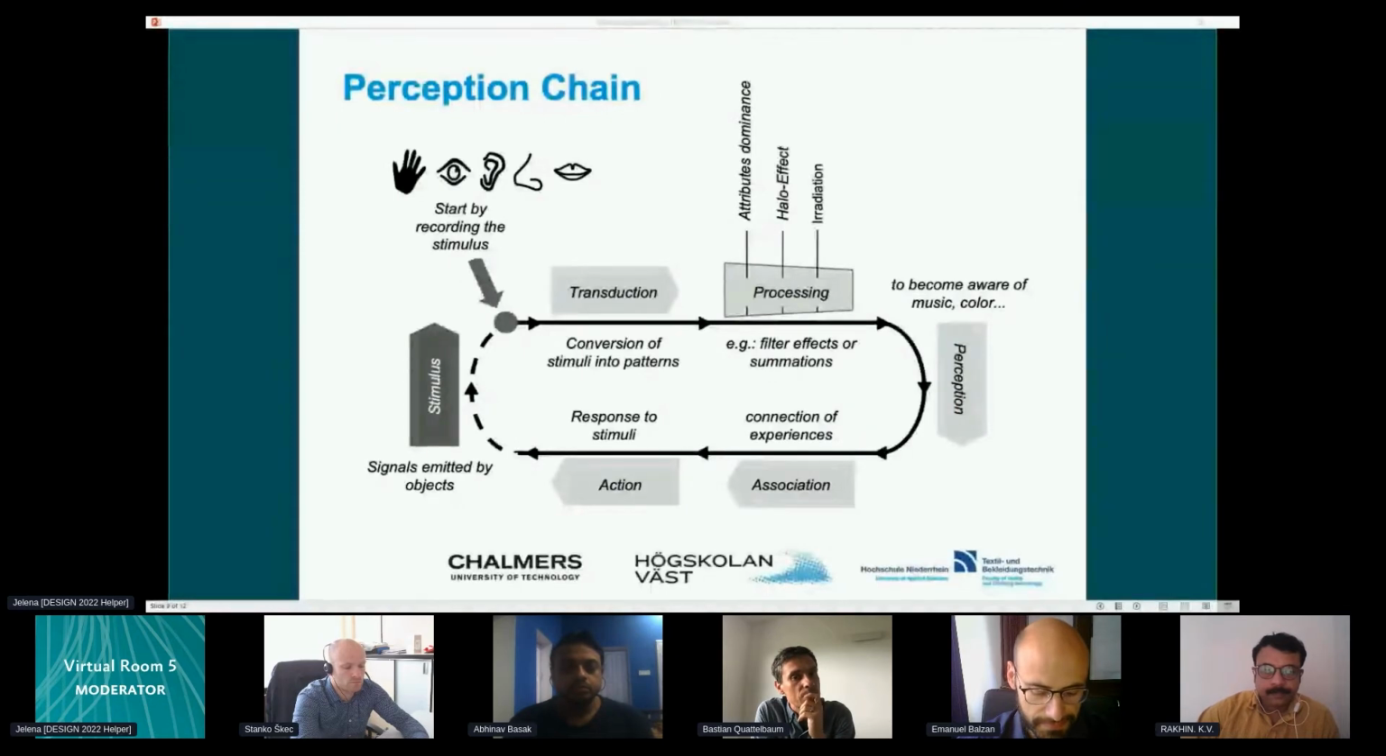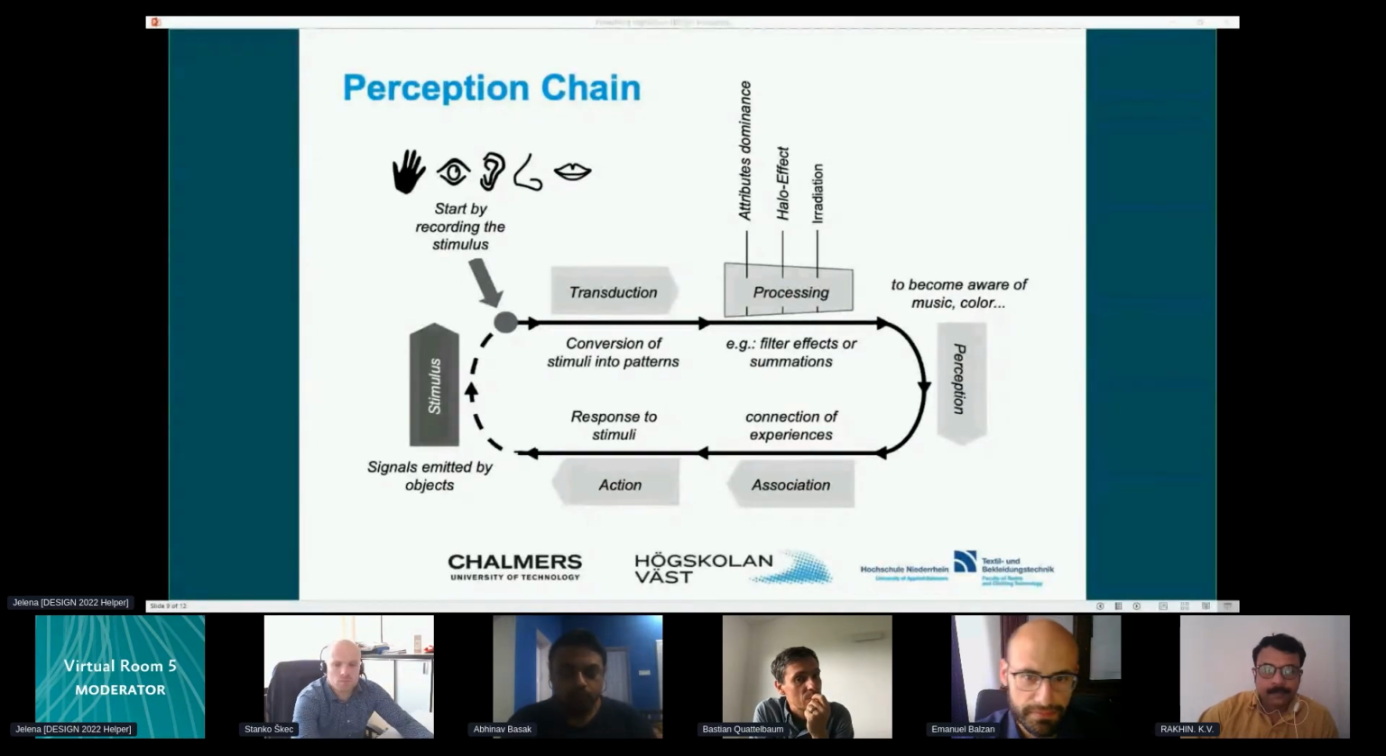And first of all, we have a kind of a process step which is called transduction. So we convert the stimuli into a pattern. Then we process what we see, hear, touch, whatsoever. And we have so much information that we can't process everything. Therefore, we filter effects out, like with the attribute dominance or halo effect. Then there's the perception process. That's the awareness of what we perceive. After the process of perception, we have the association, which means we connect it with certain experiences we already made in the past, and connected together.